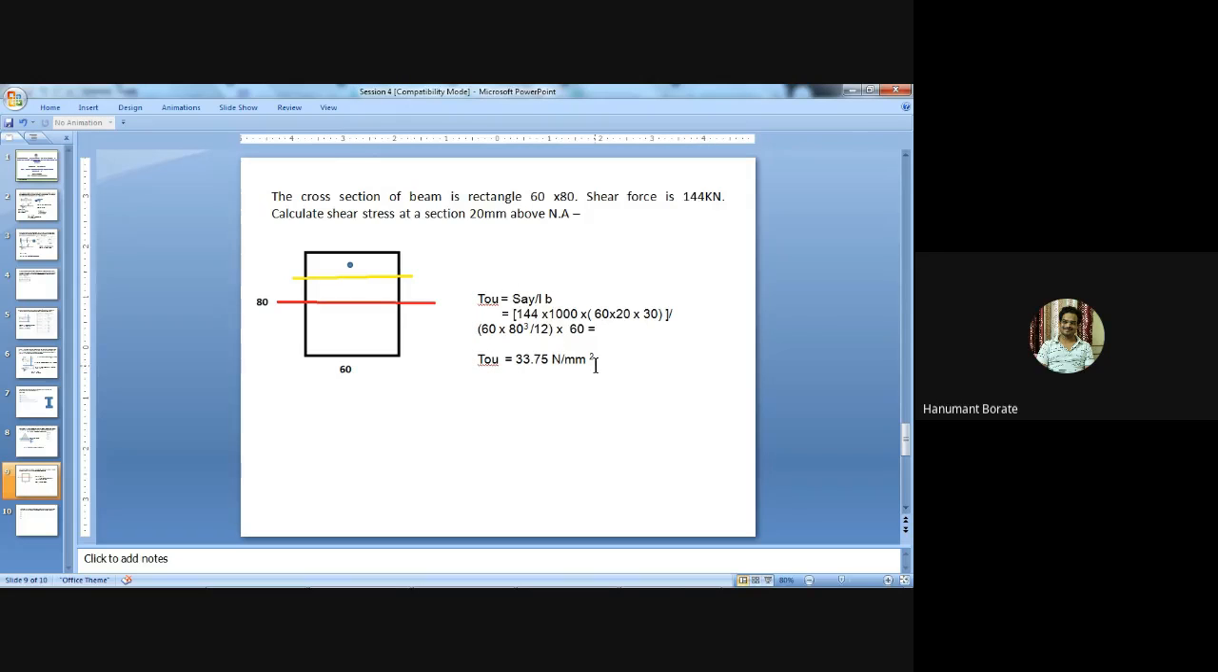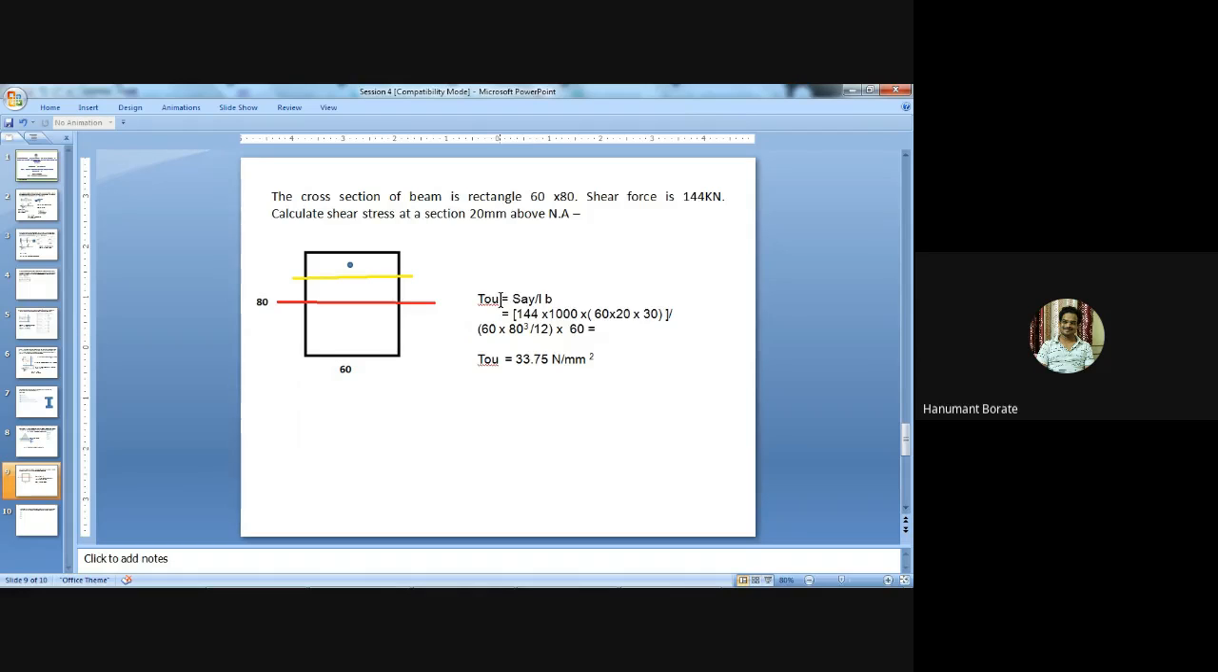So this is the shearing stress at a distance of 20 mm from the neutral axis. So we can find out shearing stress at any distance from the neutral axis. Just we need to take a strip at that distance, and we need to consider area above the strip. If distance is given below the neutral axis, then we need to consider area below the considered strip.